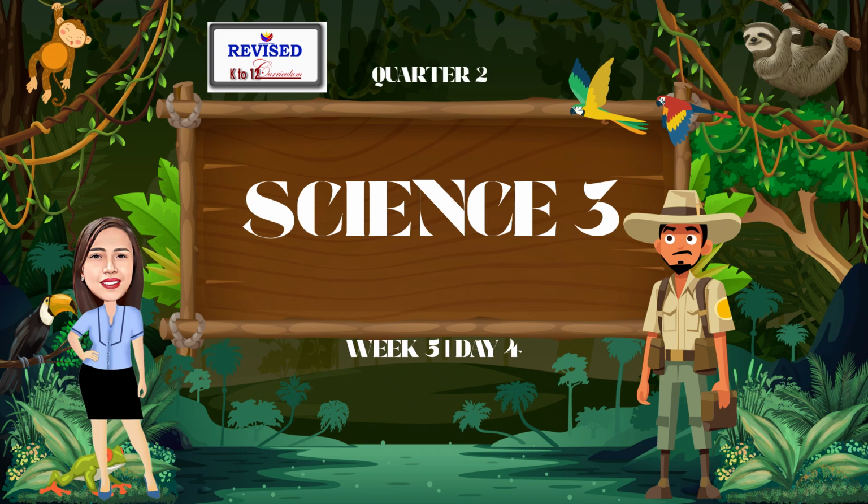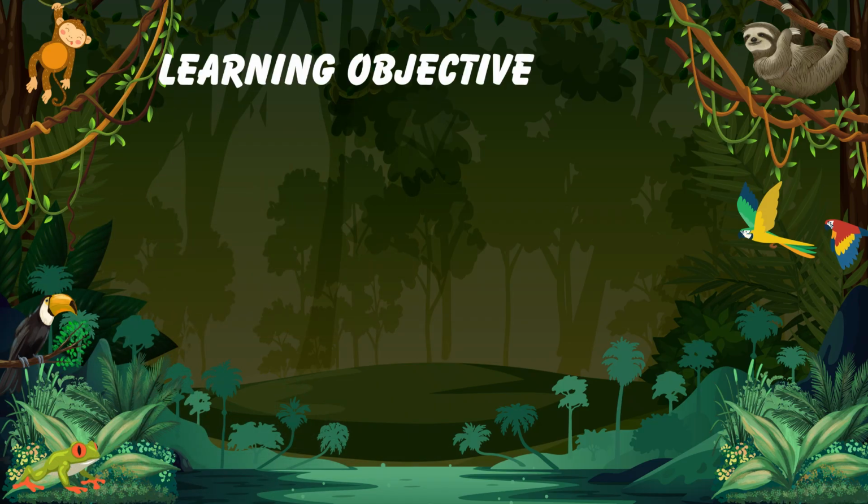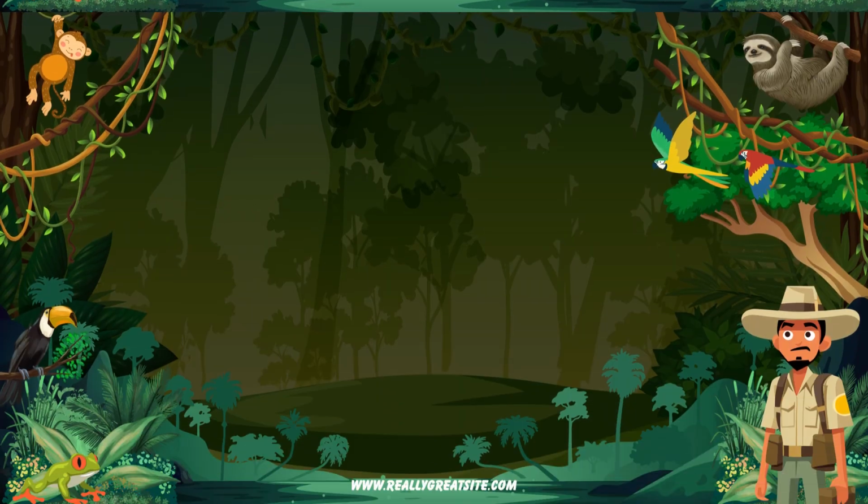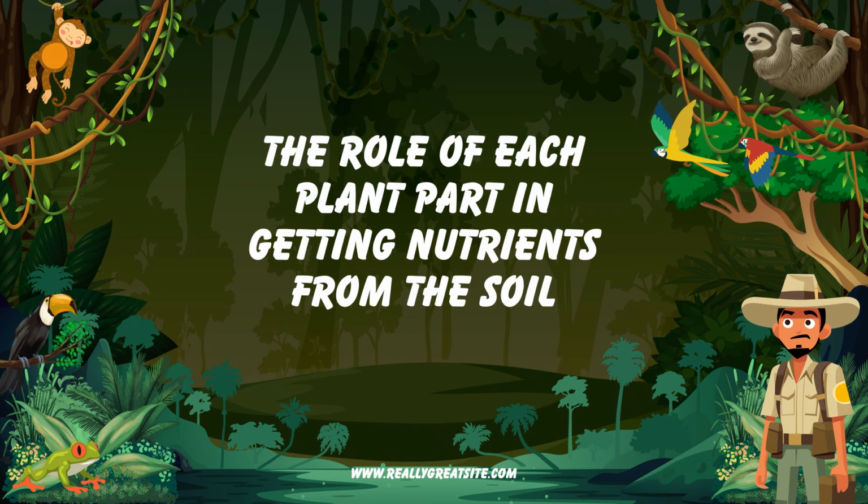Quarter 2, Science 3, Week 5, Day 4. Our learning objective: use the skills of observing, predicting, and measuring in performing simple guided science activities. Today, we're going to study about the role of each plant part in getting nutrients from the soil.